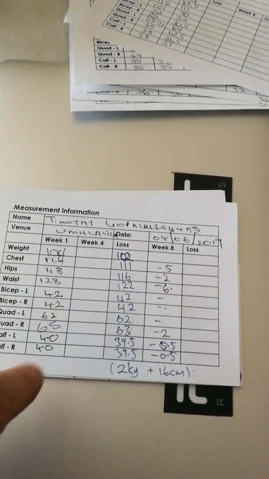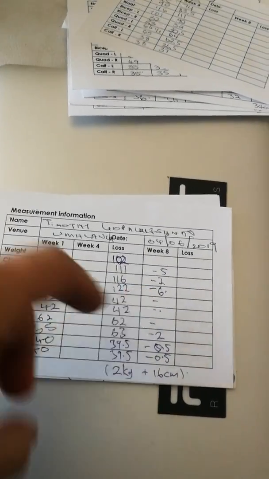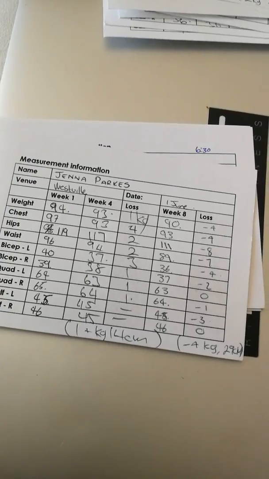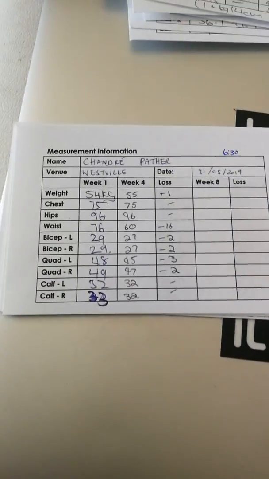2 kgs lost. We didn't put it in there, but 6 centimeters around the waist. Great. Centimeters drop in total. 4 kgs lost for Jenna. 7 centimeters around her waist. 8 centimeters around her hips. And the results are great.